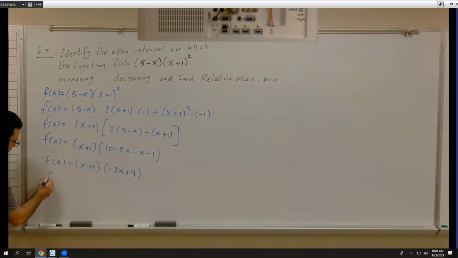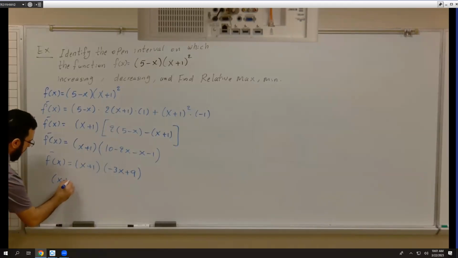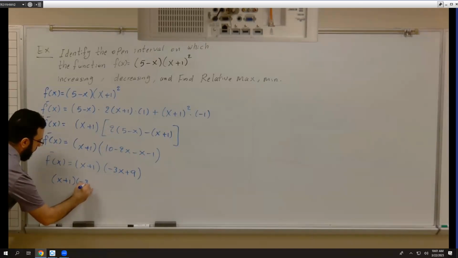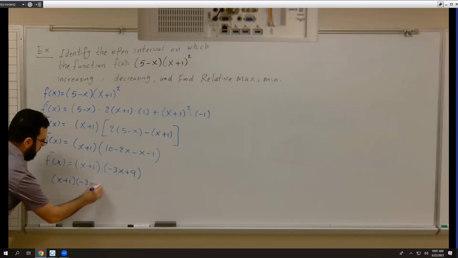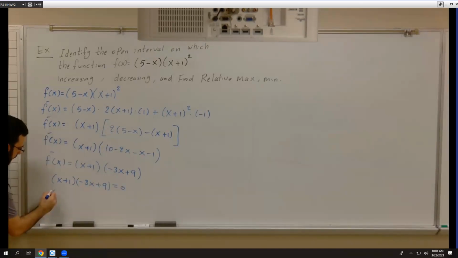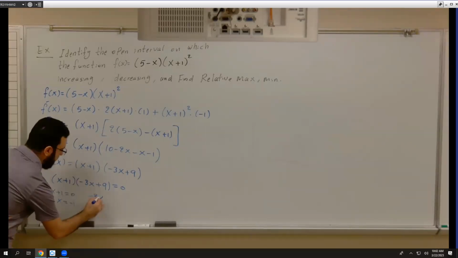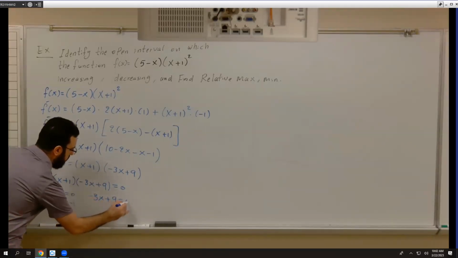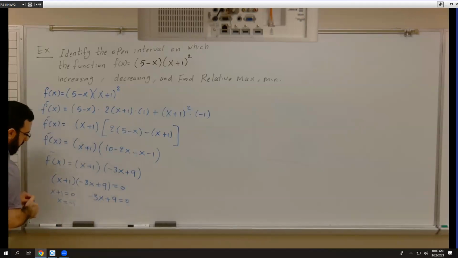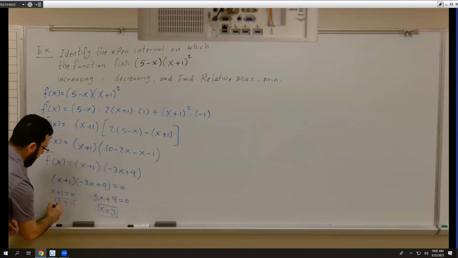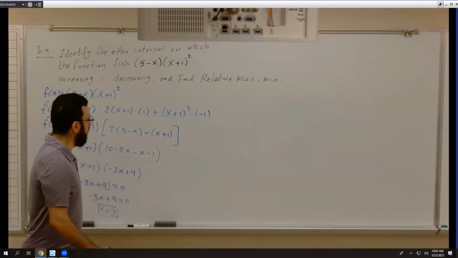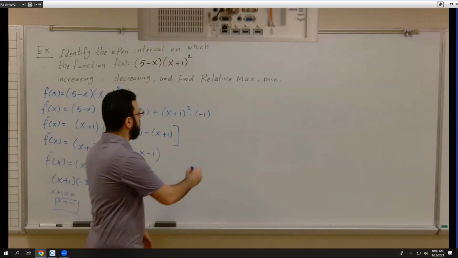Set the derivative equal to 0. That means f prime, which is x plus 1 times negative 3x plus 9, equals 0. Then x plus 1 equals 0, which means x equals negative 1. And the next one is negative 3x plus 9 equals 0, which means x equals 3. So we have 2 critical numbers.